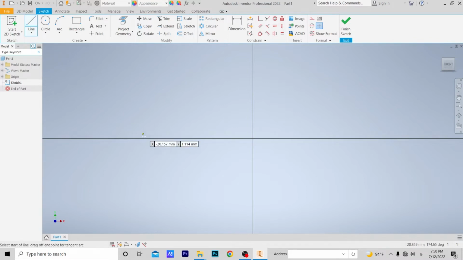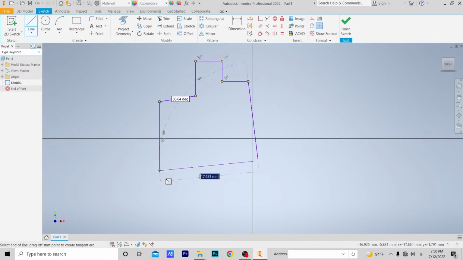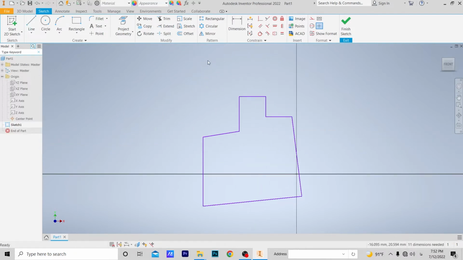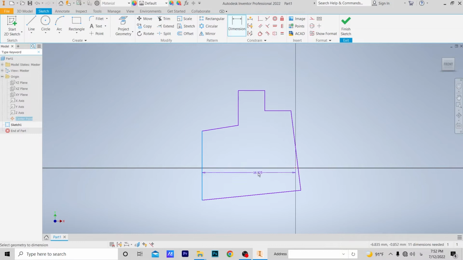At first, let's draw a shape like this. Okay, it's an ugly shape here. We orient it by dimension before. We click on it and give dimension. For example, like this. We give dimension.